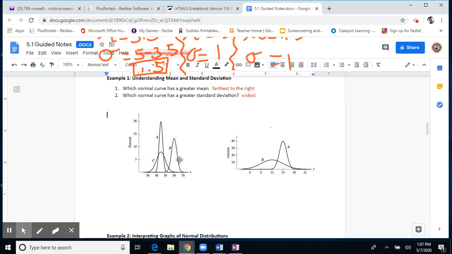So for this first example, B would be the one with the largest mean. As we can see, the mean here is 60, and these two, A and C, both have a mean of about 45. So B has the largest mean because it's the furthest to the right. And for the greatest standard deviation, that would be C because C is the widest. A and B look pretty similar in skinniness.